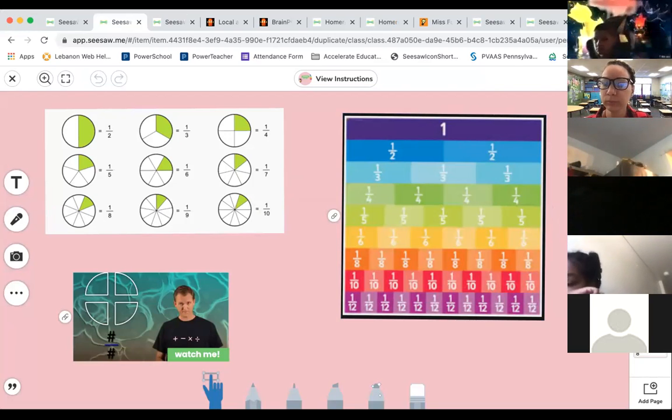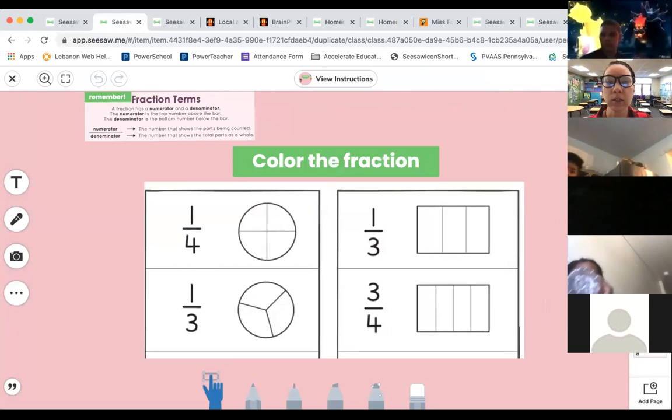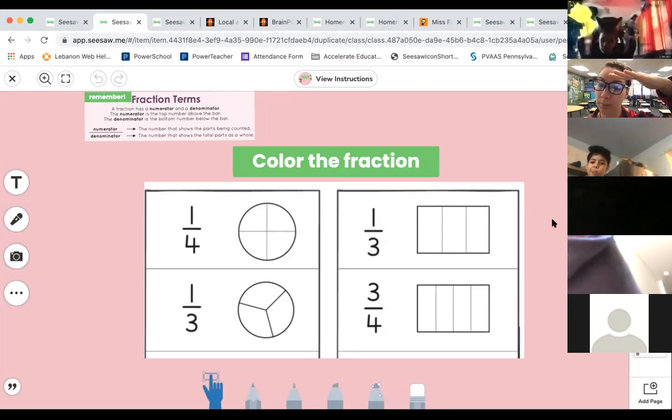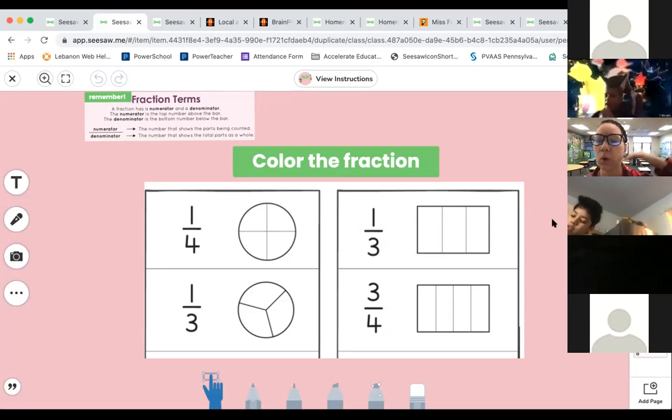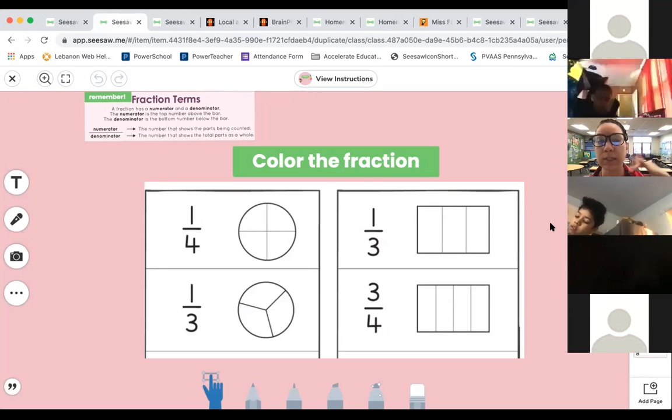So we're still on just looking at fractions, coloring fractions, understanding what the numerator and the denominator are. The numerator, we should know, is the top number in a fraction. It tells us how many parts are shaded or how many parts are eaten, whatever. The bottom number is the denominator, and it shows us how many total parts there are.